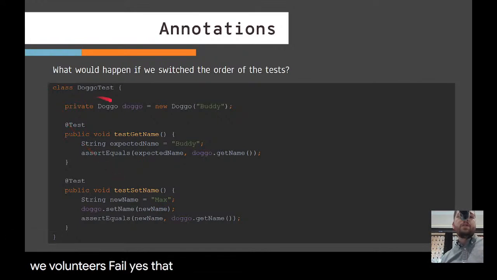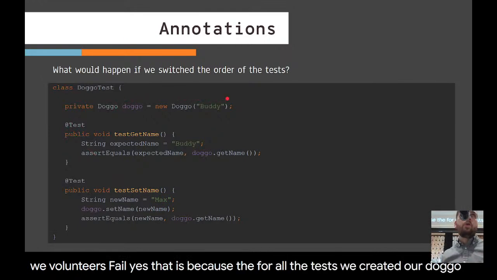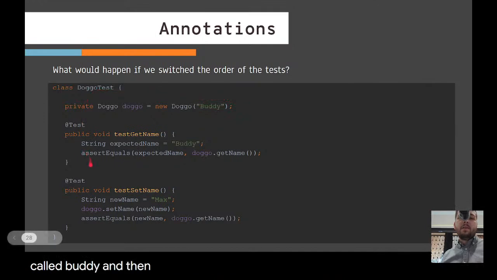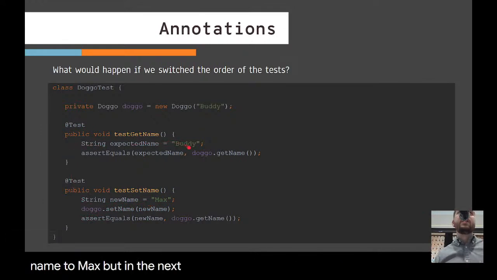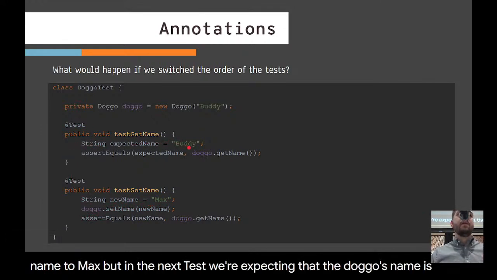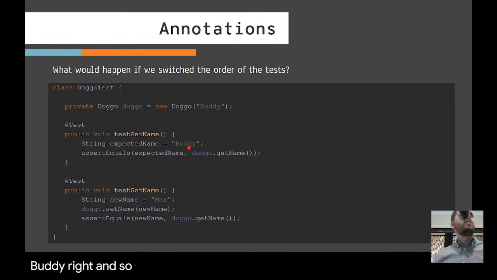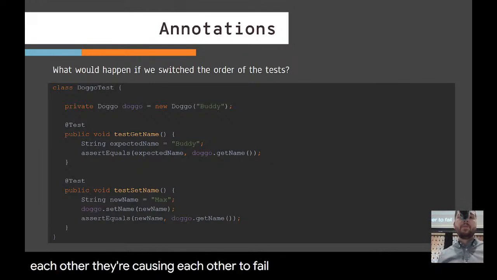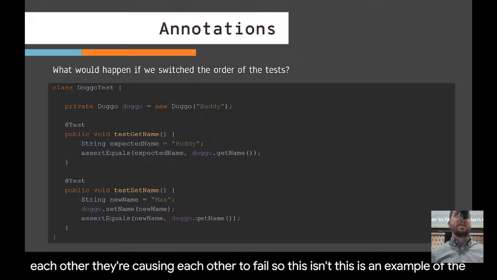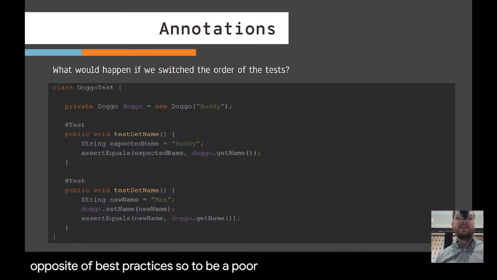Yes. That is because before all the tests, we created our doggo called Buddy. And if we switch the order, then we're setting the doggo's name to Max, but in the next test, we're expecting that the doggo's name is Buddy, right? So now we've got an issue of our tests messing with each other. They're causing each other to fail. So this is an example of the opposite of best practices. This would be a poor practice.